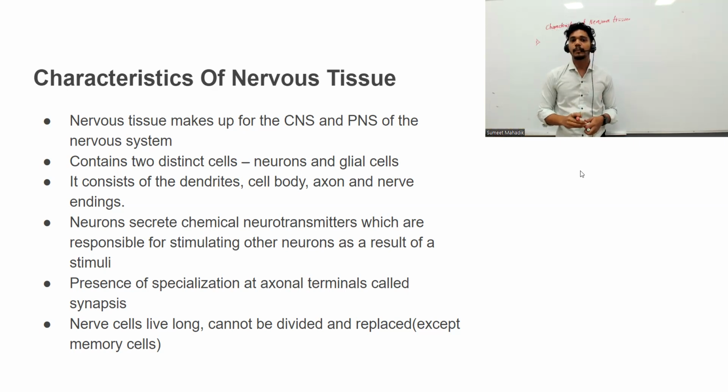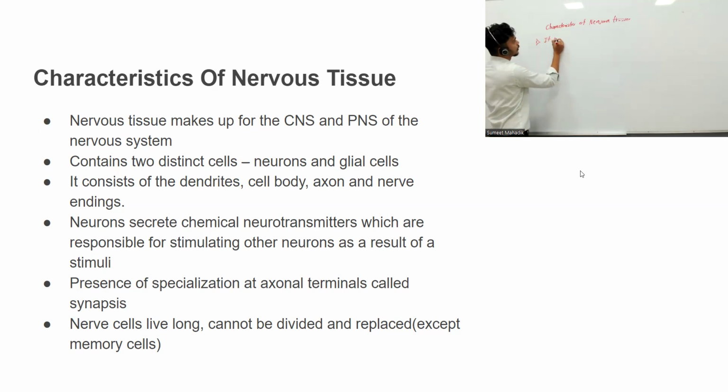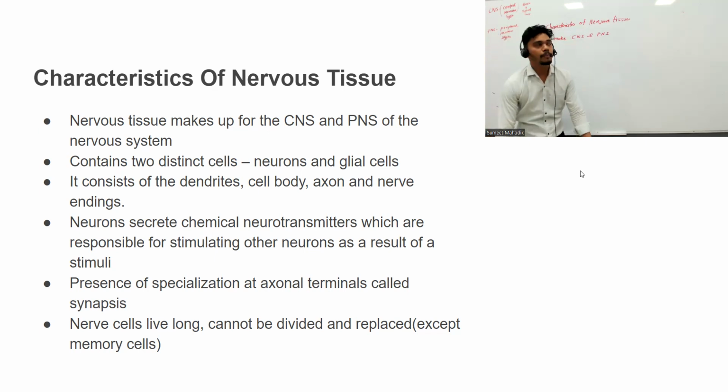Nervous tissue makes up the CNS and the PNS of the nervous system. What is PNS? CNS stands for central nervous system. CNS is nothing but your central nervous system, which includes the brain plus your spinal cord. That is the central nervous system. PNS is your peripheral nervous system. What is the peripheral nervous system? Your hair, the ends of your fingers, everywhere. This is called the peripheral nervous system. Okay.